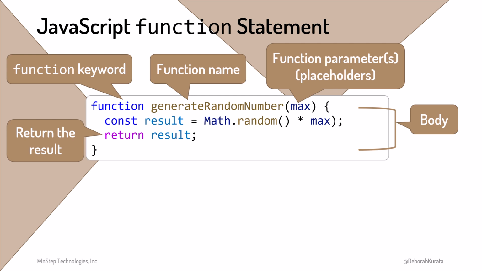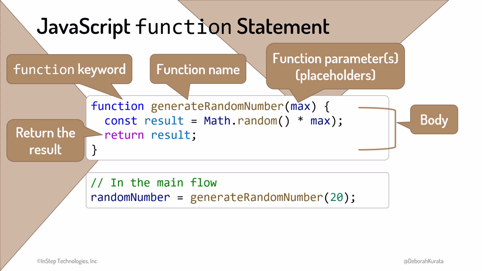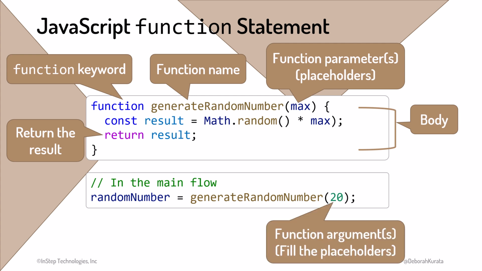We need a way in our main quest to break off into our side mission. We do that by calling the function. The function code runs when the function is called. We call the function using the function name, followed by parentheses. If the function has parameters, we provide the data, called arguments, for each of those parameter placeholders.